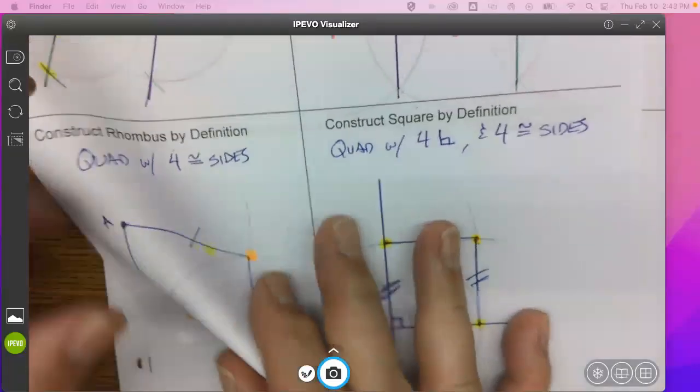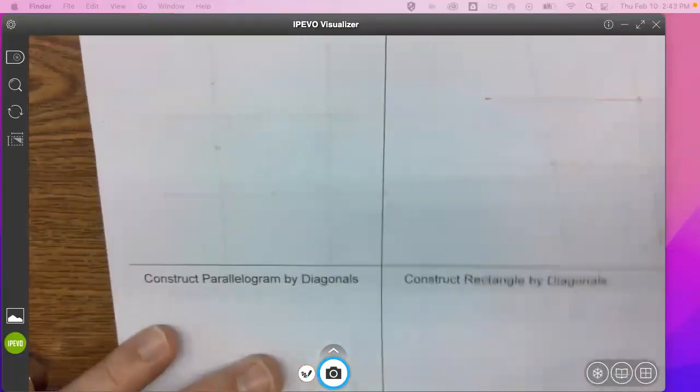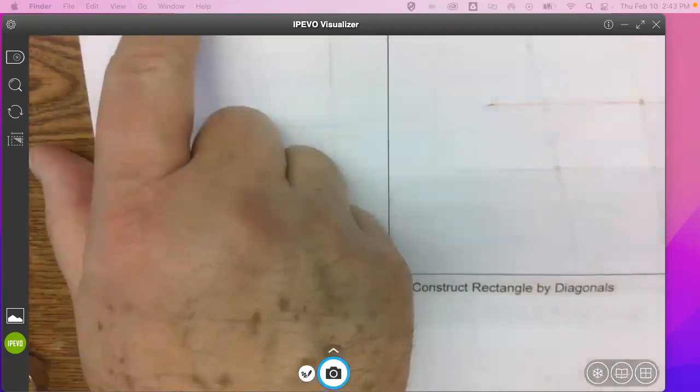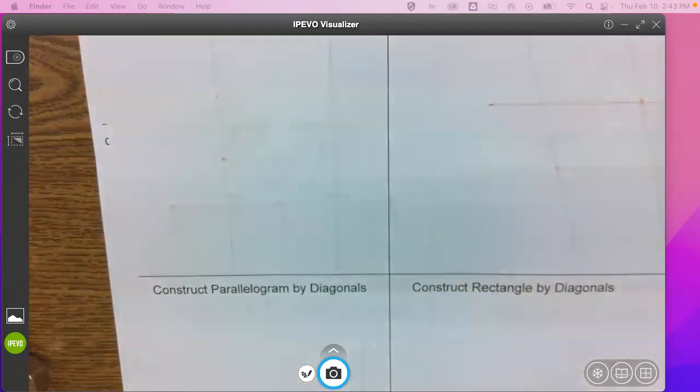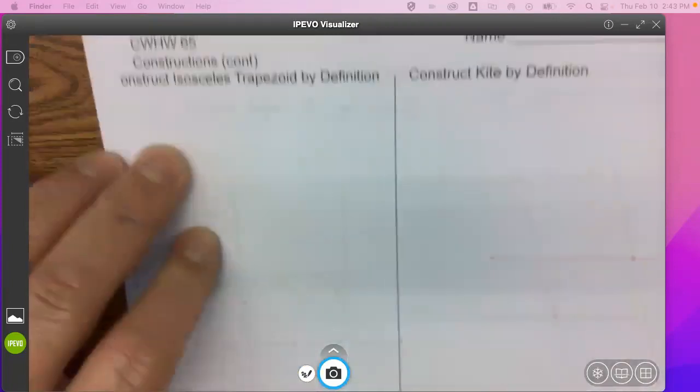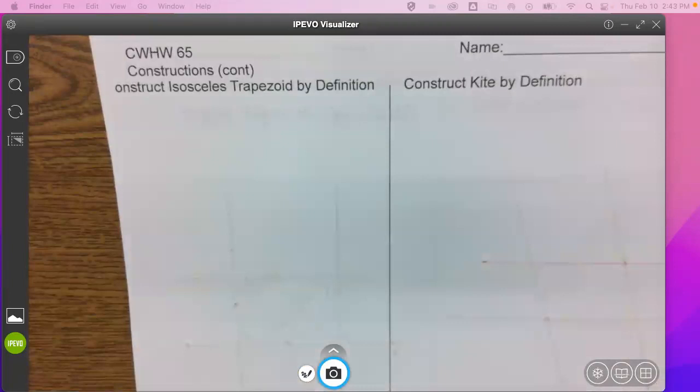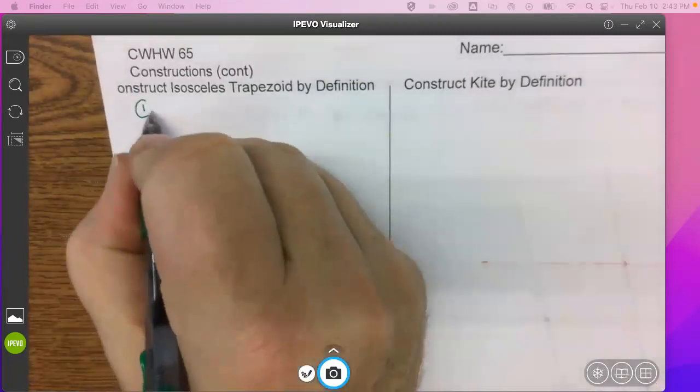Let's flip to the second side. We're now going to construct an isosceles triangle. It's actually construct. The C just came off. Isosceles trapezoid, excuse me. What is the definition of an isosceles trapezoid?